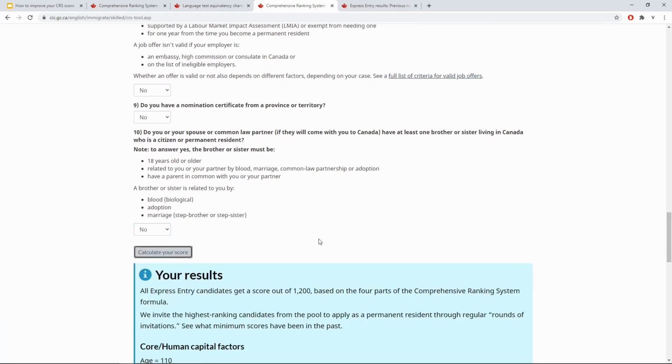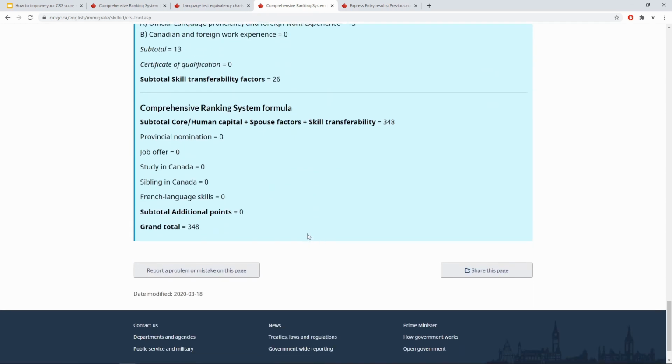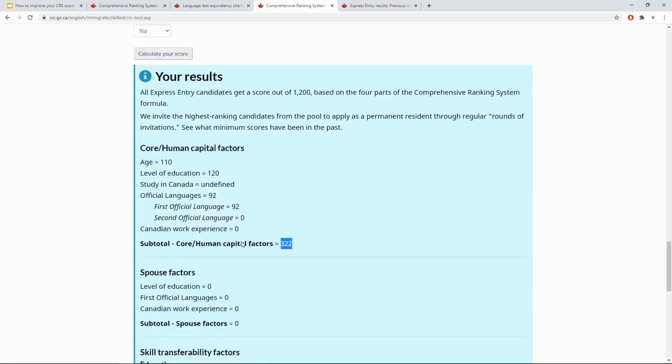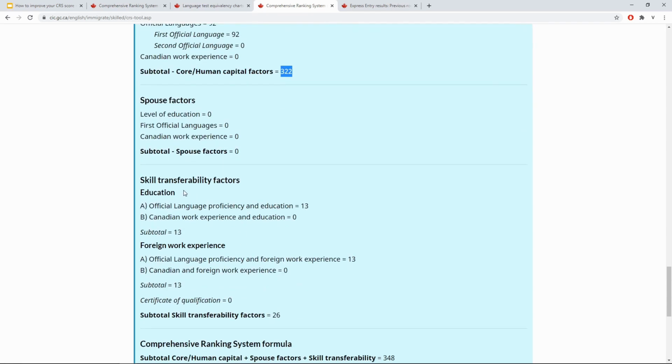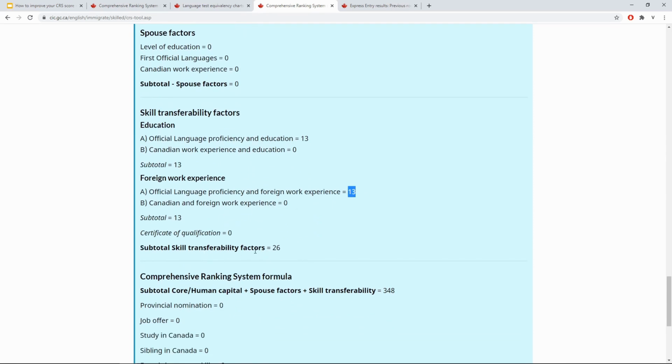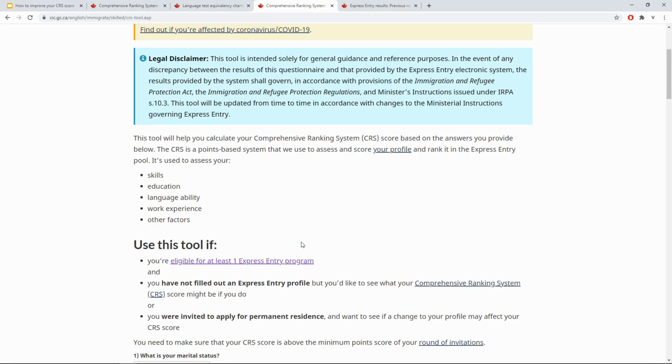And so if I click here and calculate the score, you will see that the grand total is 348. You can also see our example candidate scored 322 core points and skill transferability points. He scored 13 in education and foreign work experience also 13. So total skill transferability points is 26. Remember, he can get a maximum of 100 skill transferability factor points. Now let's start changing some factors.